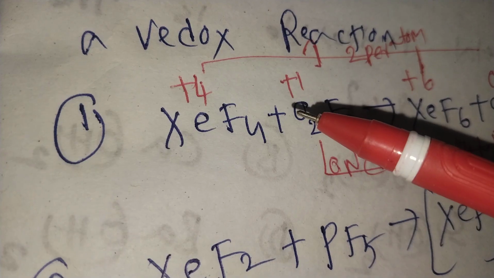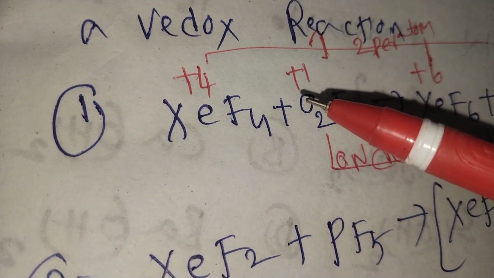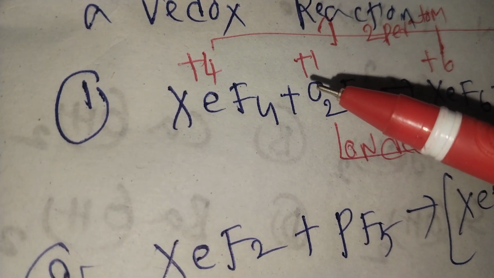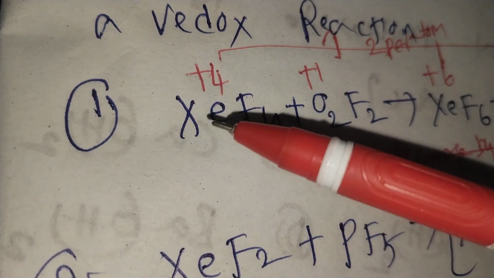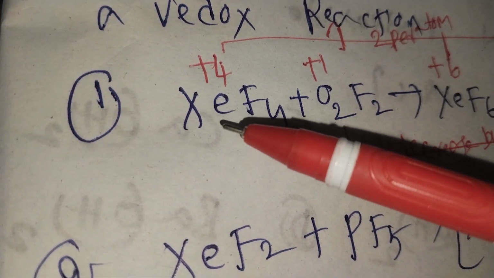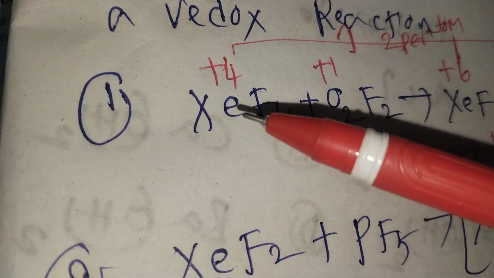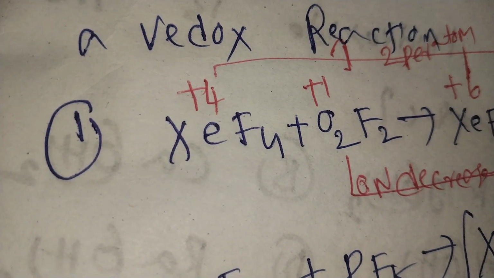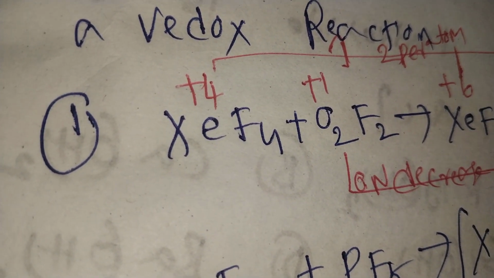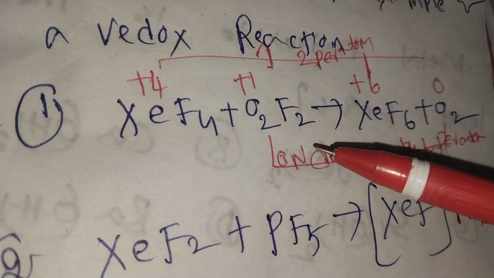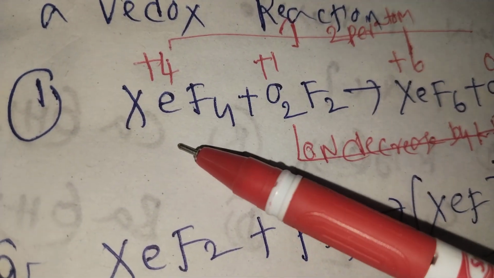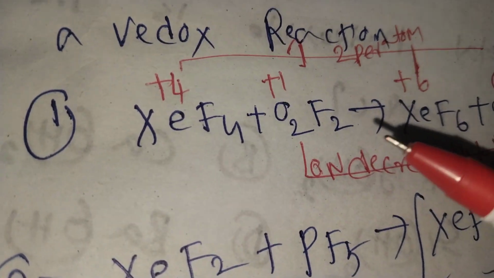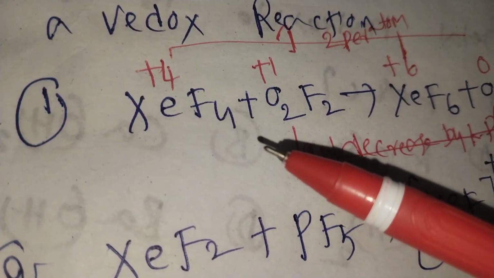Oxidation and reduction. Oxidation must take place, and reduction also must take place. So here xenon, Xe, undergoes oxidation while oxygen undergoes reduction. So that is called a redox reaction. In a chemical reaction, if you observe oxidation and reduction, that reaction is said to be a redox reaction.